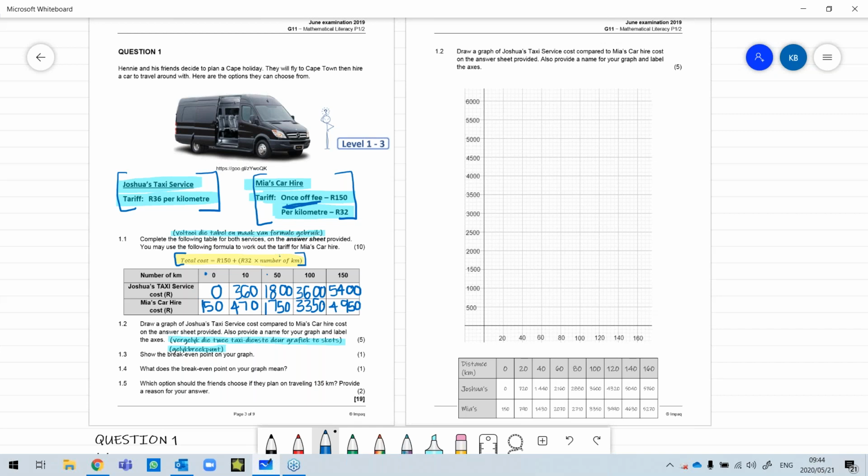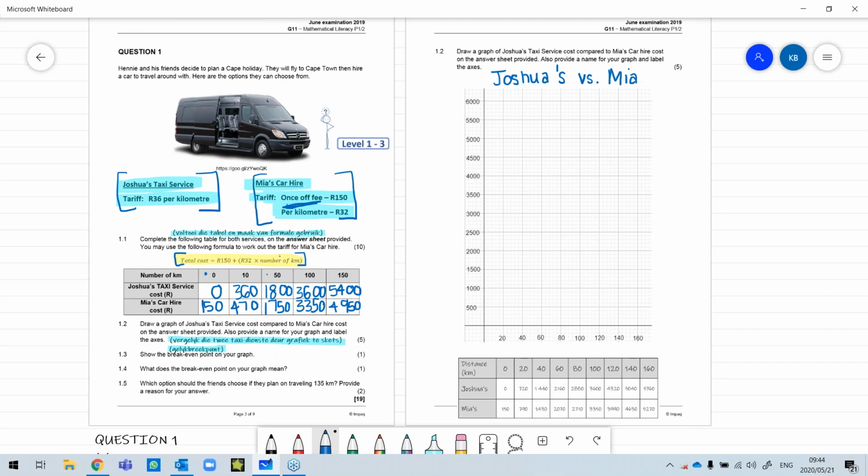So guys, here is the answer sheet to our right. So let's quickly start off with our heading. Now, since I write quite large here, I am only going to say, let's say, Joshua versus Mia's. Okay, now for an appropriate heading that is going to give you full marks, something like Joshua's taxi service costs compared to Mia's car hire costs. So that would be a great heading for your graph.